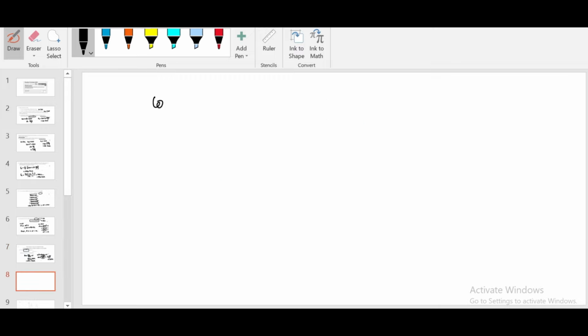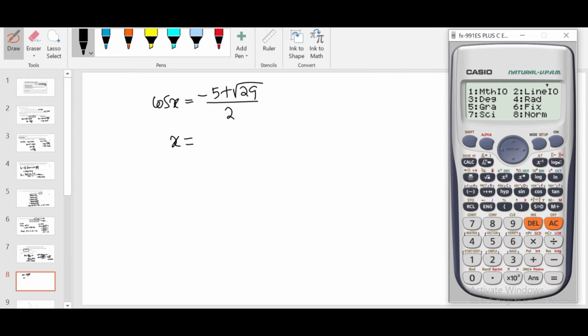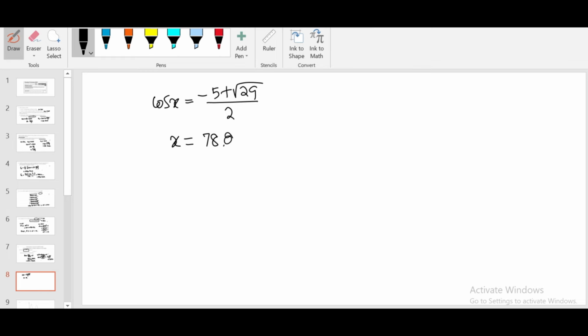So we have cos x is equal to minus 5 plus square root of 29 over 2. x is cos inverse of this. Okay, we need to use the degree mode. Cos inverse of minus 5 plus square root of 29 over 2 gives 78 point something. I'm going to immediately store it as a, 78.89 etc. That's not the solution, that's a principal value. We need to solve it between 0 to 360.